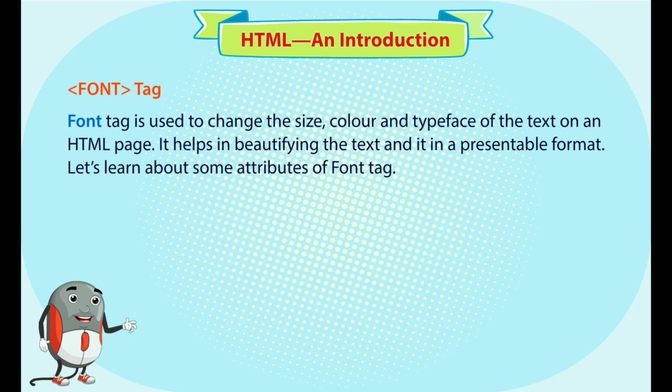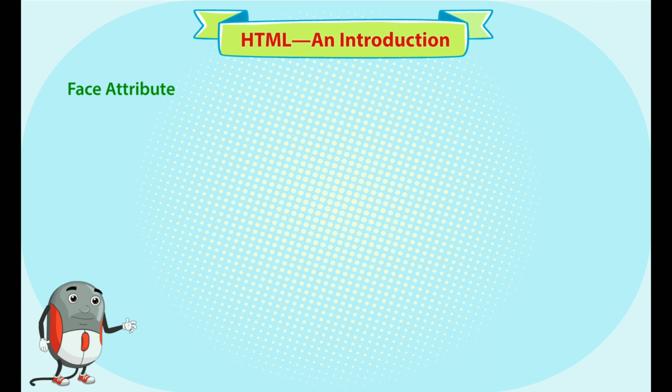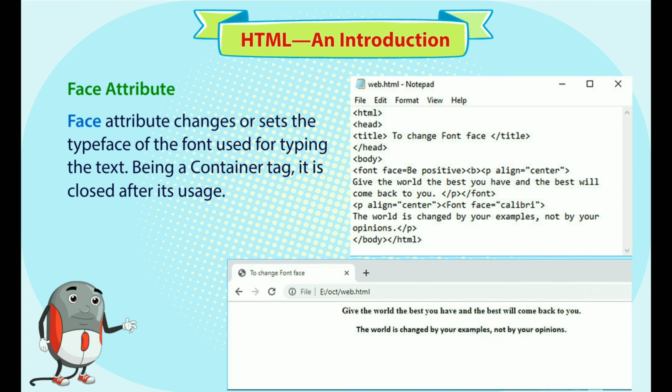Font tag. Font tag is used to change the size, color and typeface of the text on an HTML page. It helps in beautifying the text in a presentable format. Let's learn about some attributes of font tag. Face attribute. Face attribute changes or sets the typeface of the font used for typing the text. Being a container tag, it is closed after its usage.